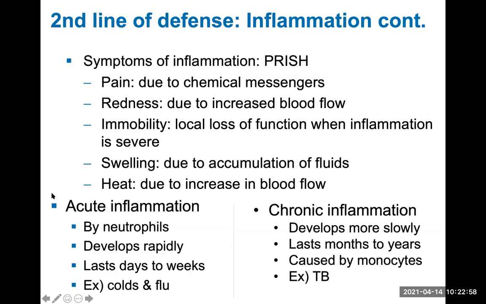Chronic inflammation can develop more slowly, it can be quite severe, and can last months to years. Because it's so long in duration, it's mostly caused by monocytes, remember, that turn into macrophages. So it's mainly caused by macrophages instead of the neutrophils of the acute inflammation. An example of an infectious disease that can cause chronic inflammation would be tuberculosis.